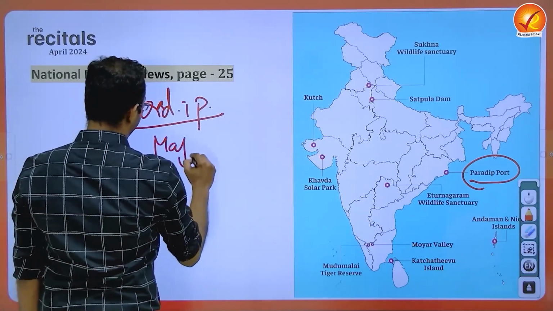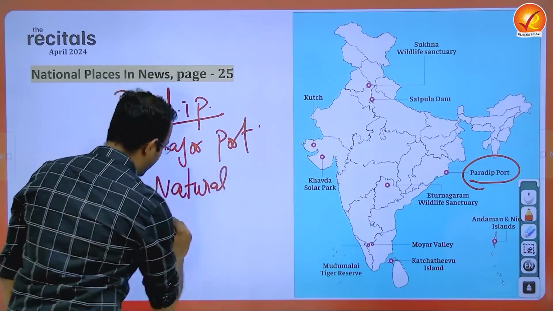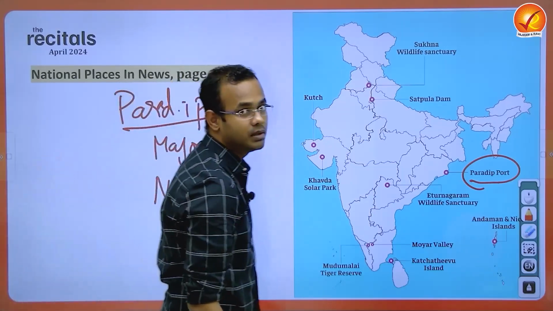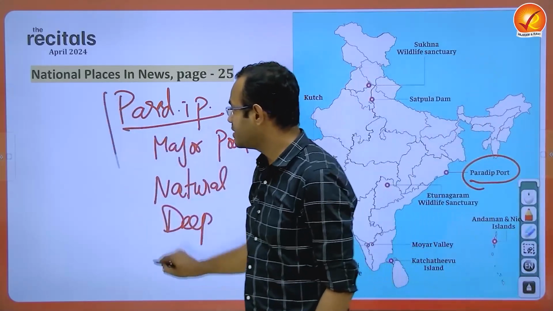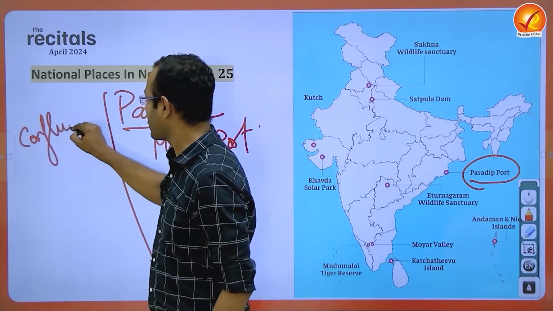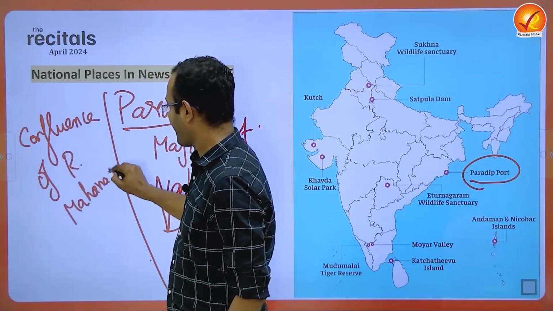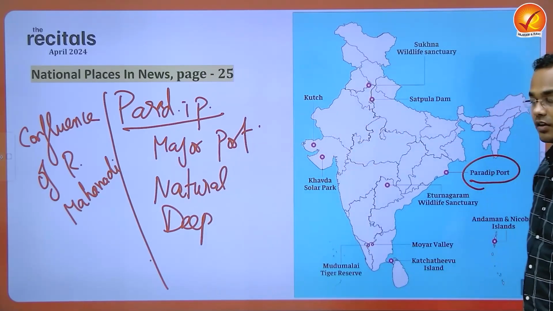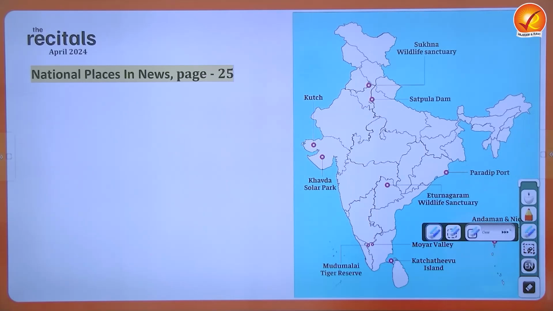Paradip Port is a major port, a natural port and a deep water port in Odisha, present at the confluence of the river Mahanadi with the Bay of Bengal.